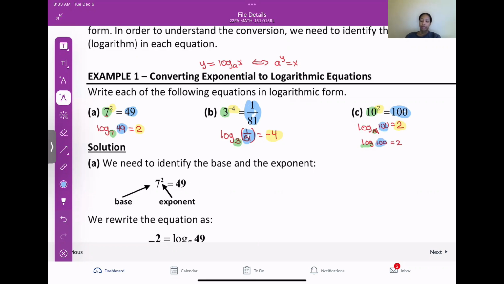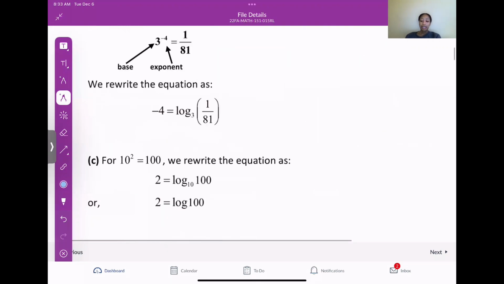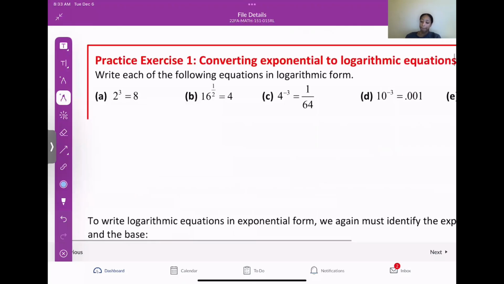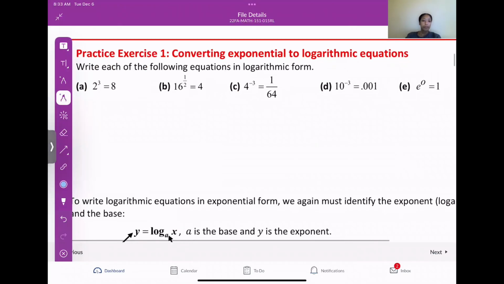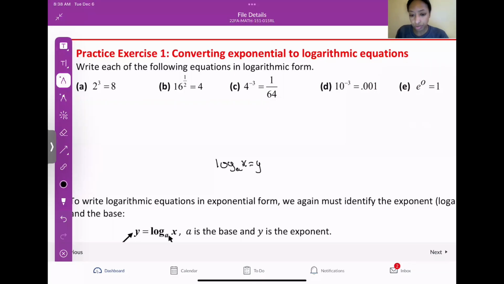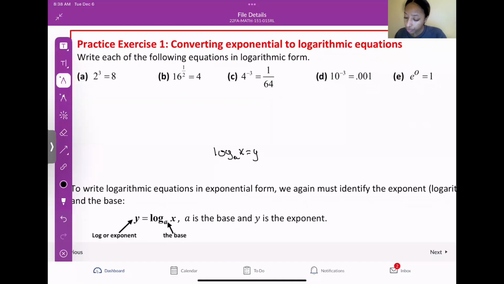All right, we get to practice this in our first example. All right, you guys, let's go through all of these. For practice exercise 1, again, we're doing more converting exponential functions to logarithmic equations. Pay attention to where your base goes, where your exponent goes, and where the other number, which your exponential equation is equal to, goes. For part A, 3 squared equals 8.